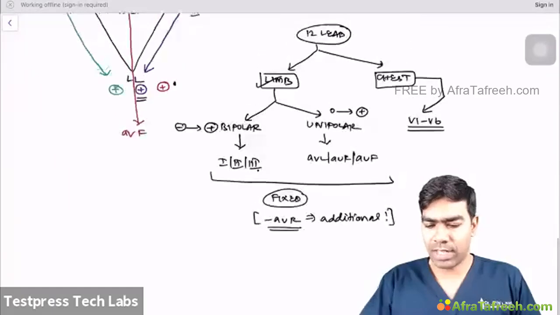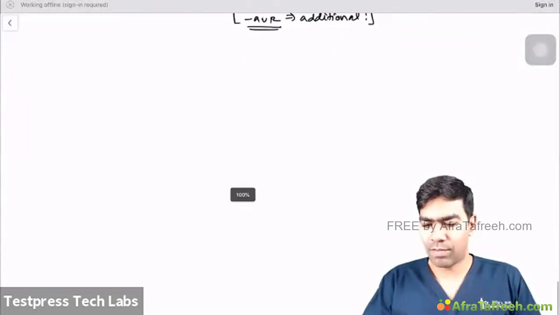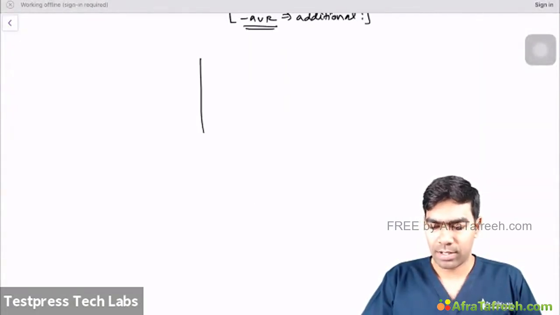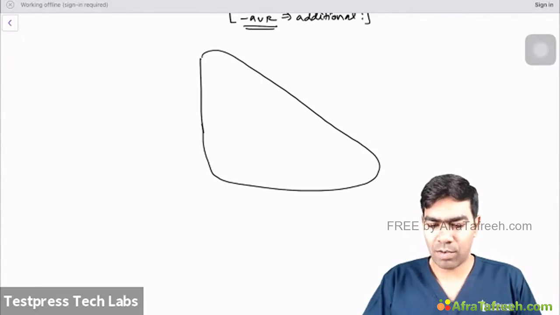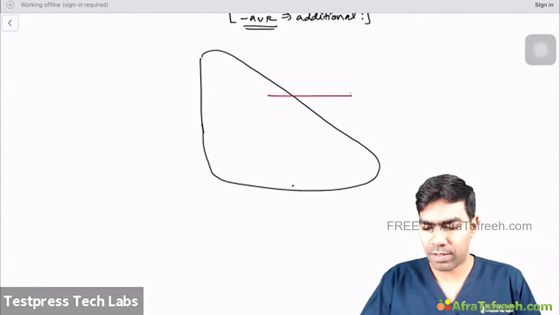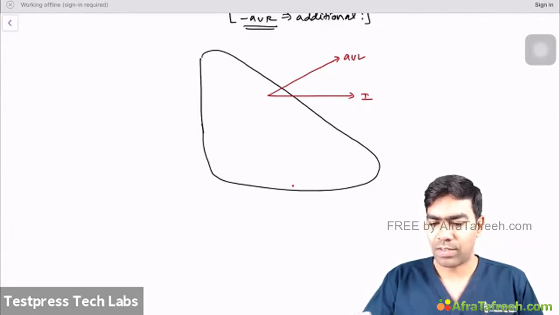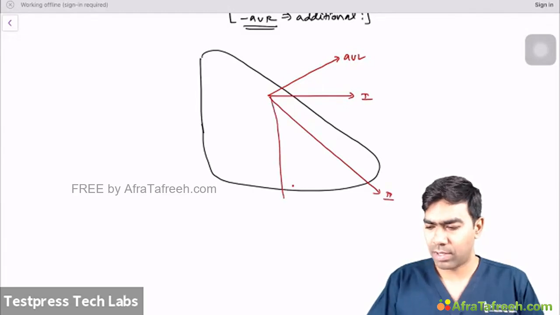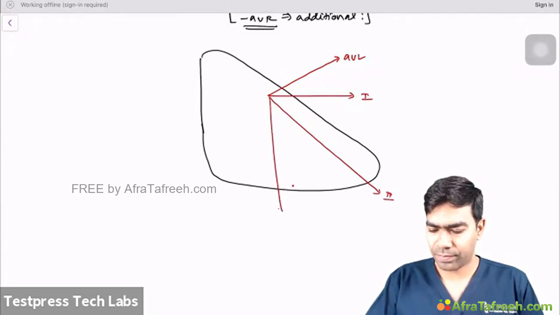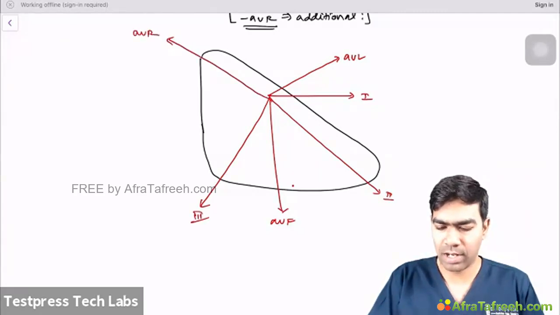For example, we have seen Einthoven's triangle, but Einthoven's triangle is not going to help you in your understanding. So we have to draw a kind of a heart. If I extrapolate whatever leads I've drawn till now, let us draw the limb leads first. You have lead 1, from the center point it is going to look like this. Then we have lead AVL, which is going to look like this. And we have lead 2, like this. Then we have lead AVF, like this. And we have lead 3, like this. And we have an extreme lead called AVR, which is going to look like this.